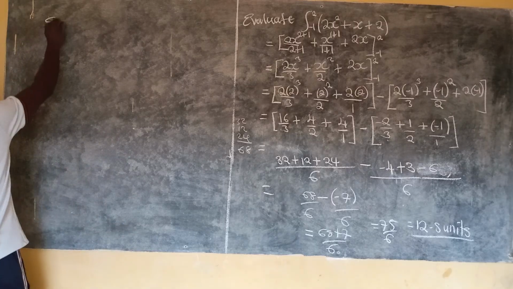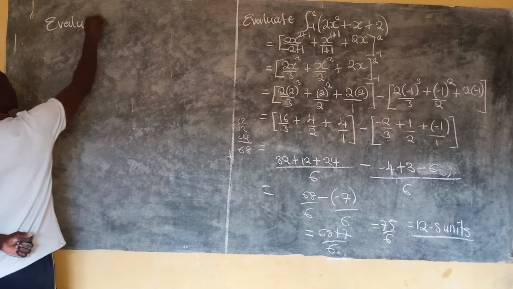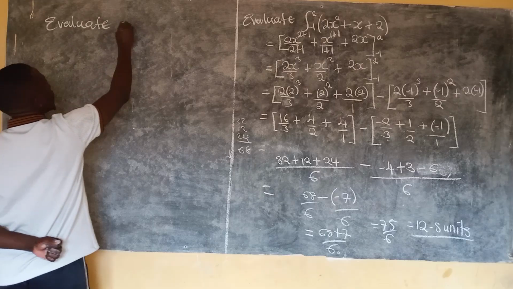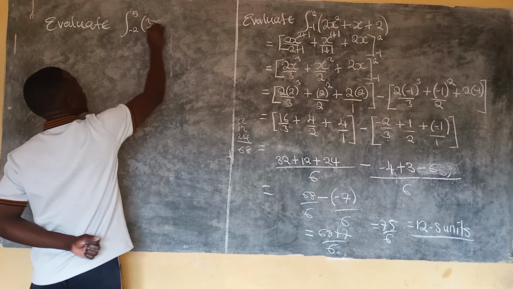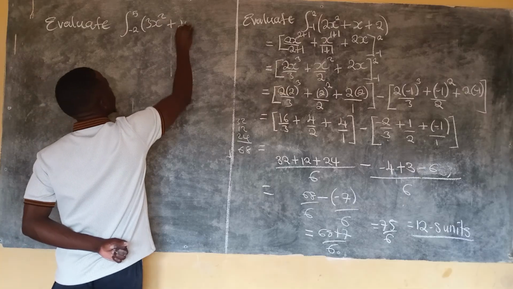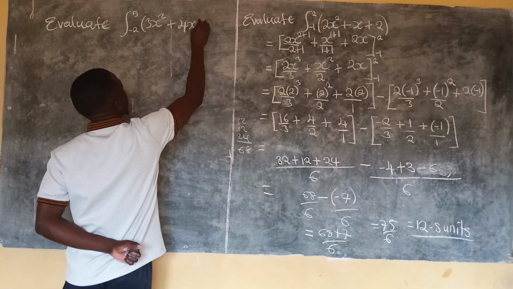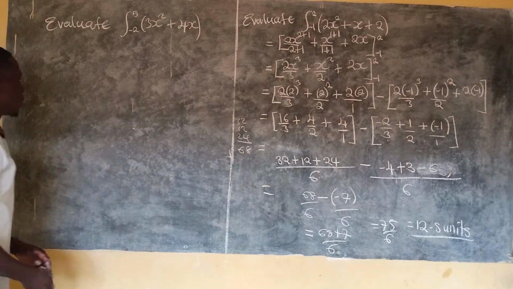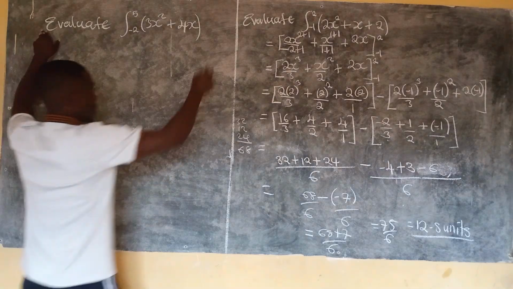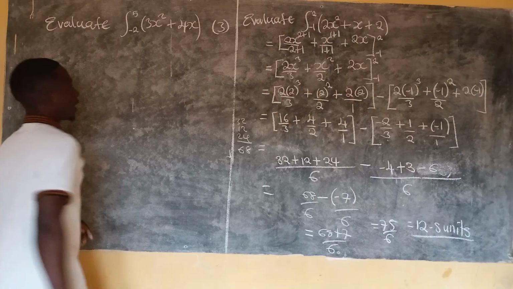Okay, you can evaluate 5 make 2, 3x2 plus 4, x like that. Try to evaluate this. This one every time will give you up to 3 marks.